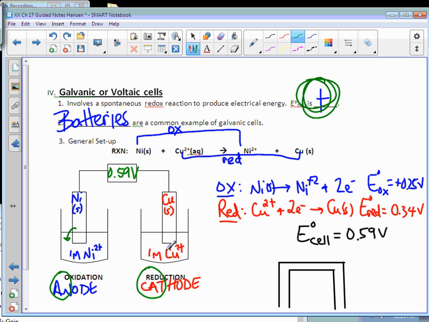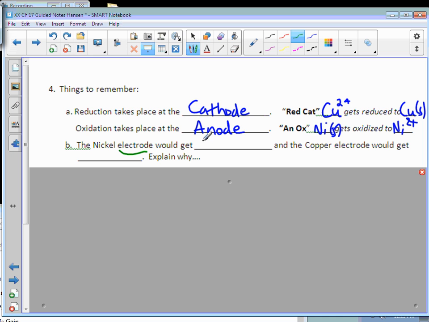Likewise, you can probably guess over here. The copper 2 plus from solution is actually gaining electrons to produce copper metal. So this guy is actually going to get heavier because we're going to add and add and add more copper metal to the electrode. All right, so the nickel electrode would get lighter, excuse my terrible penmanship, and the copper electrode would get heavier. Okay, explain why? Well, rewind the video if you need to. Okay, hopefully you can explain why.